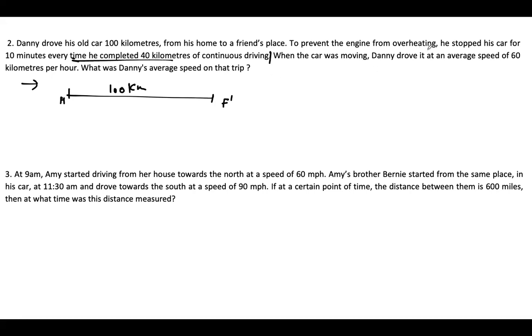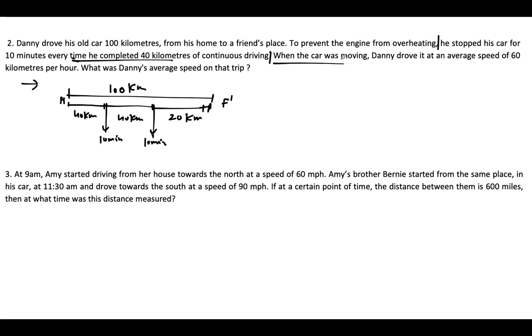First, interpret this information. So every 40 kilometers, he was stopping for 10 minutes. So that would be 2 stops: 40 kilometers, then 10 minutes. Then he traveled another 40 kilometers, then 10 minutes. Then he traveled the rest, 20 kilometers.